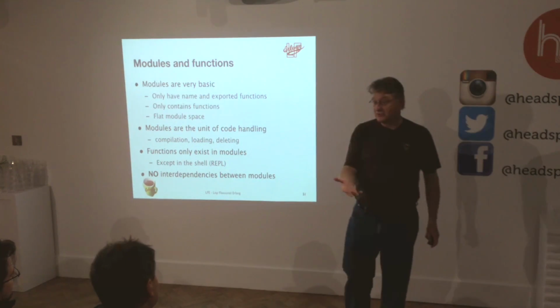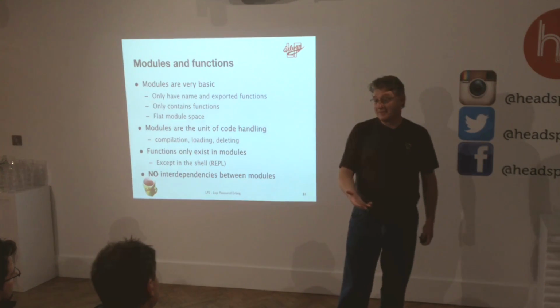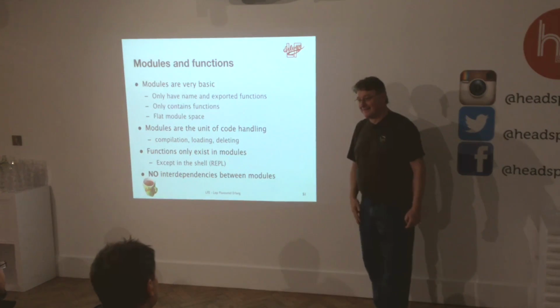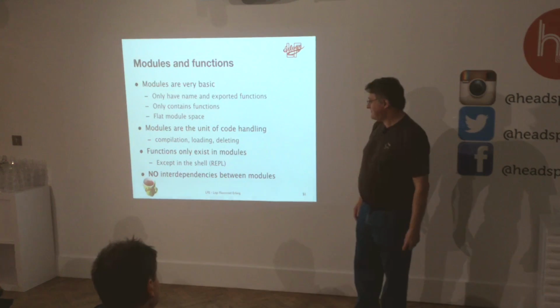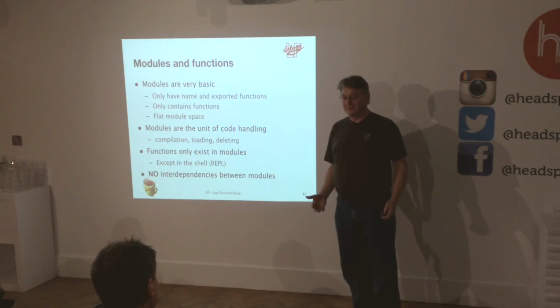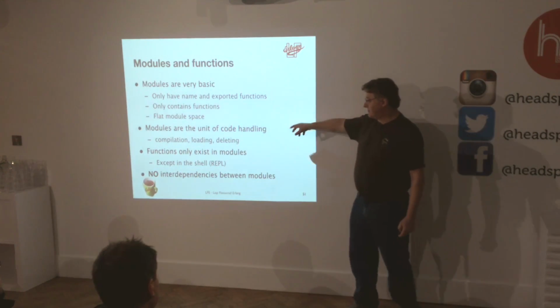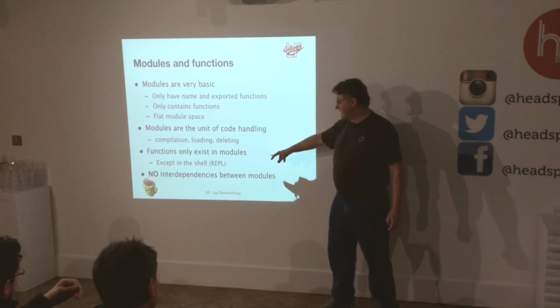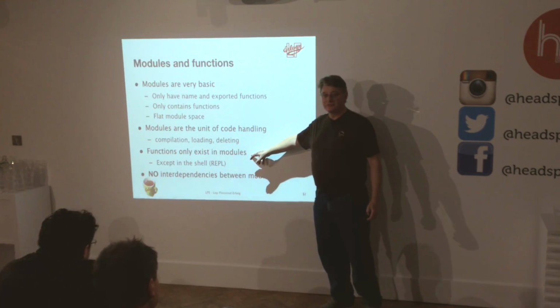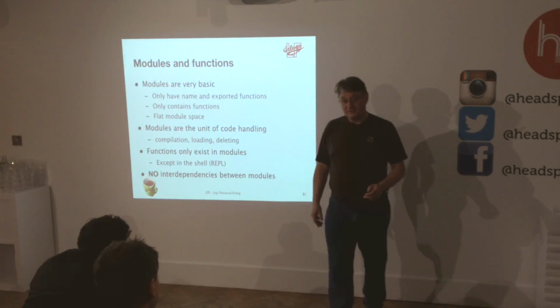Well, you have a choice. You can write in C and make it go faster, or you can write in Erlang and make it safer. Take your pick, right? But yeah, it's a flat module space. Again, there are no special modules, they're just modules. As I said, it's a very egalitarian system. And as I said before, modules, code handling. We only have functions. Functions only exist in modules, and the only thing you have in modules are functions. And as I said before, there are no interdependencies between modules.